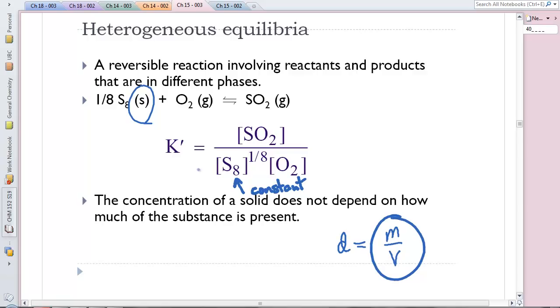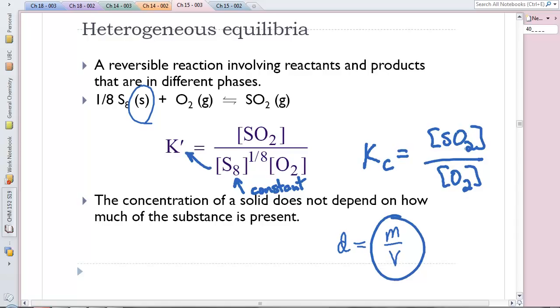Its amount per volume stays the same. So it's a constant, and we can combine it with this constant that I've labeled K prime, and we can end up with our typical K. So constant times a constant is another constant. And we only include the gases in our expression.